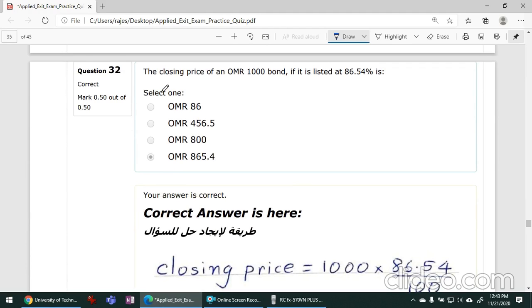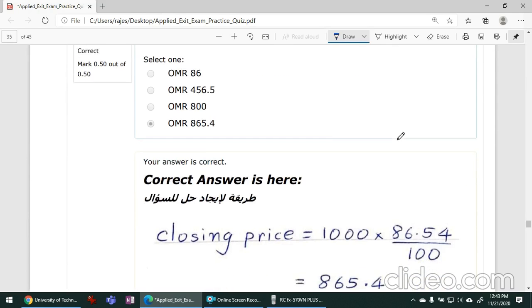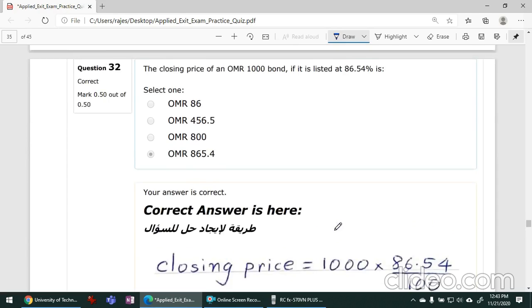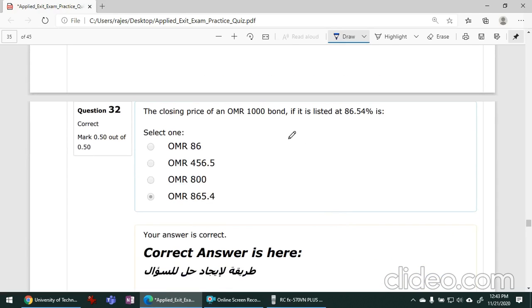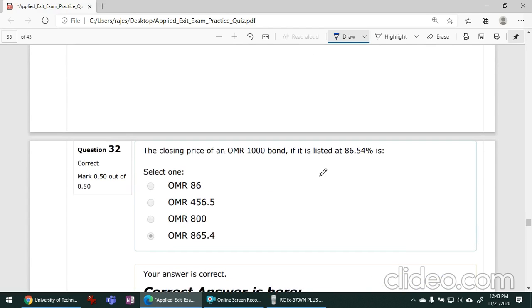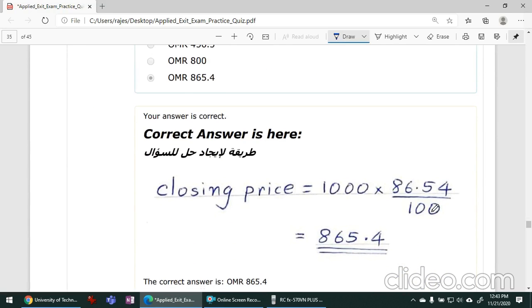This is another simple question. The question number 32. The closing price of an OMR 1000 bond, if it is listed at 86.54. It's very simple. You want the closing price. Just multiply this number, 1000, into 86.54 divided by 100. That's all. The given number, the closing price, into the listed value 86.54. Just multiply and divide by 100. That's all. So 865.4.